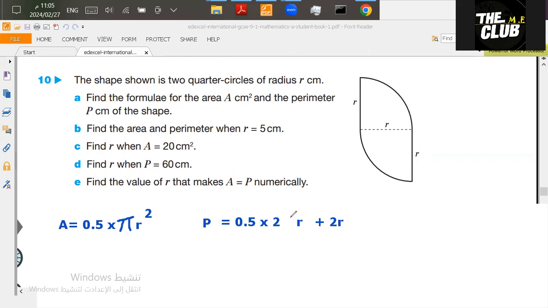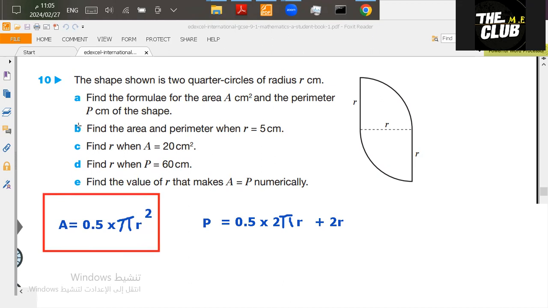Because it's half a circle or semicircle, it means the arc length will be 2 pi r multiplied by half because it's half a circle. And then we add what? We add the two r's, which is this one and this one, or the diameter. It's up to you. Same idea, okay? And this is the formula of the perimeter of this shape. So this is the area here.